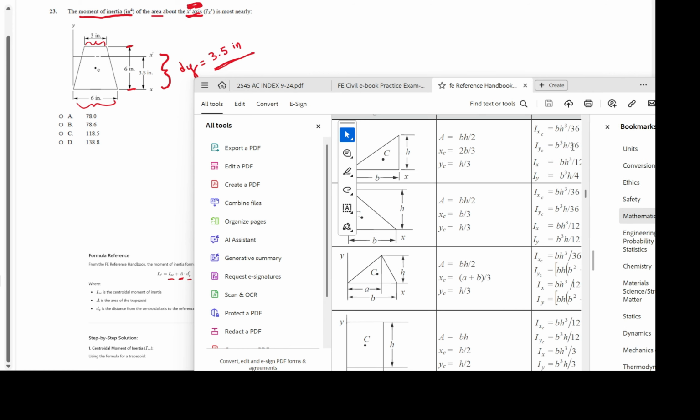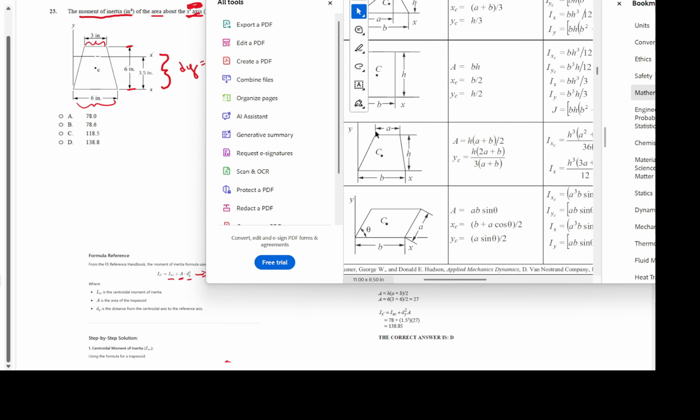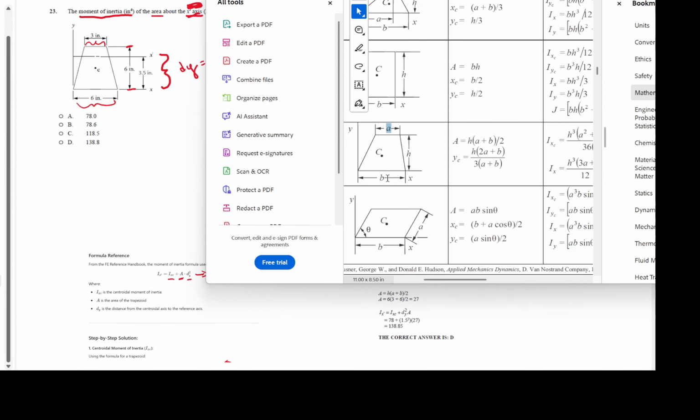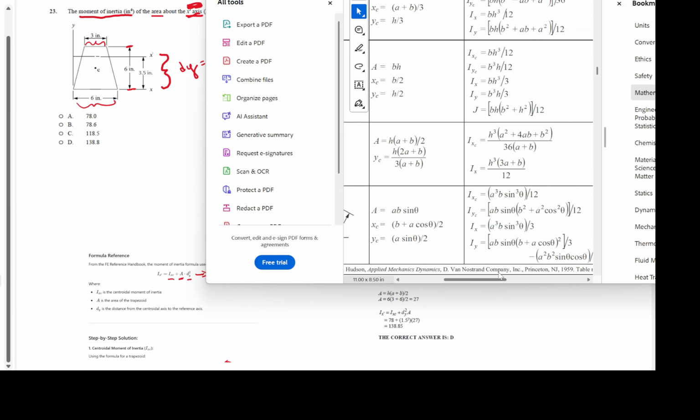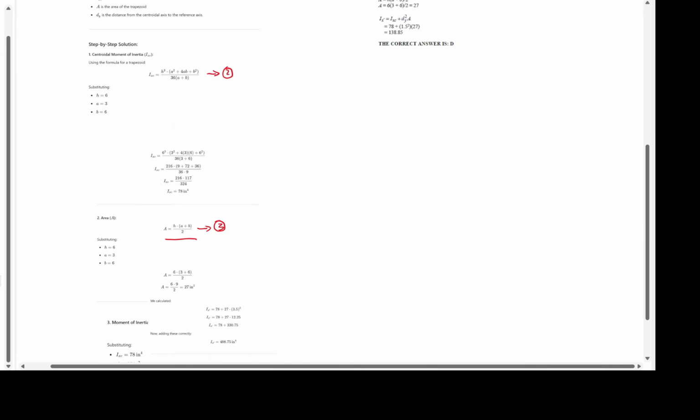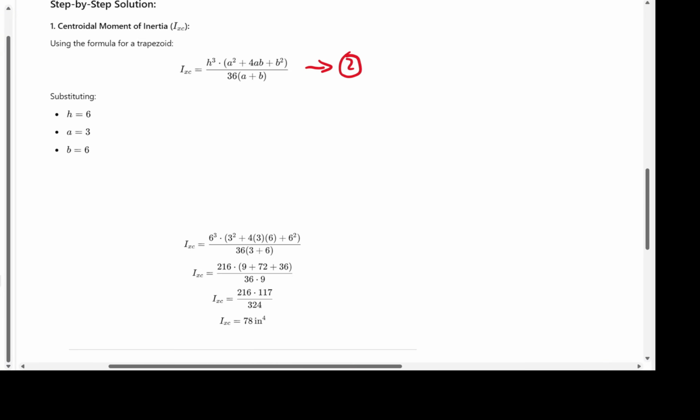So let me just pull this over there. Now let's see. In this trapezoid, A over here is equal to 3 inches and B is equal to 6 inches. H is equal to the height from x axis to the top of this trapezoid, that is equal to 6 inches as well. You know A, B and H. So with this information, you will be able to calculate h cubed into a squared plus 4ab plus b squared, by 36 into a plus b.